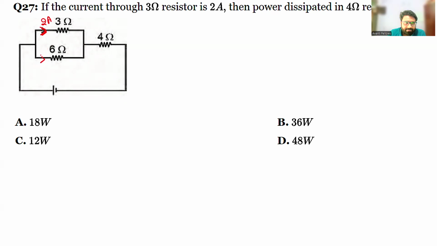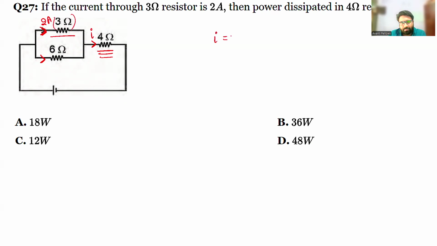The current will be different in this because these are in parallel combination. And this is the total current. Okay. So we want to calculate what is the power dissipated in the 4 ohm resistor. The power dissipated in this. Clear? Now, if I just calculate the potential difference across this 3 ohm resistor, can I do that?